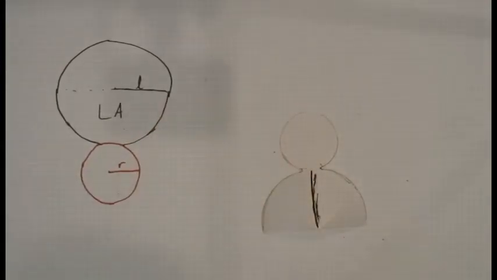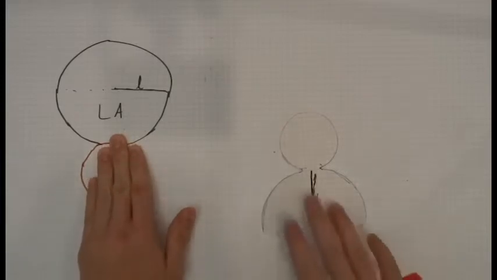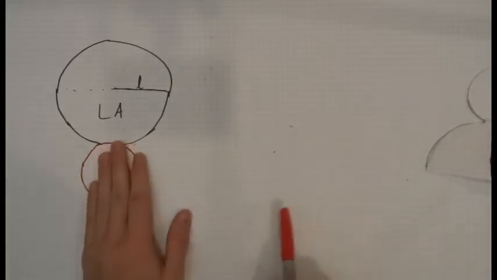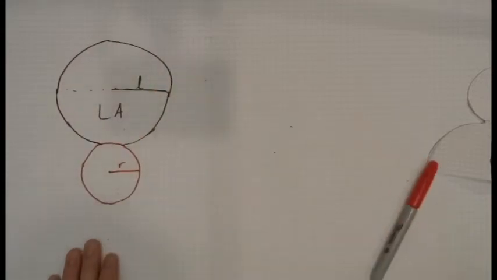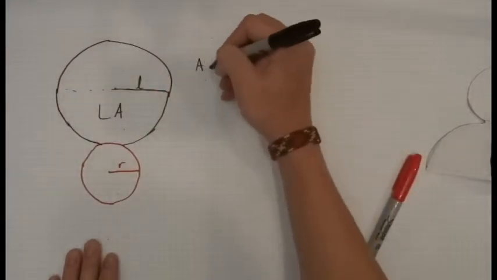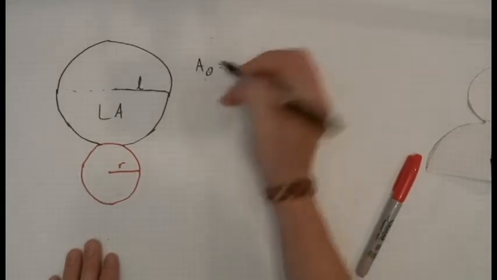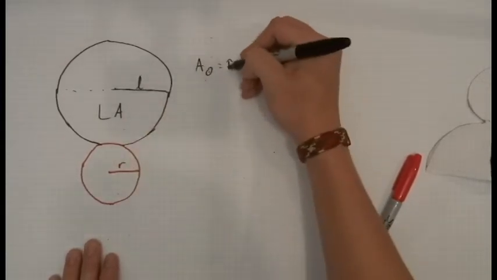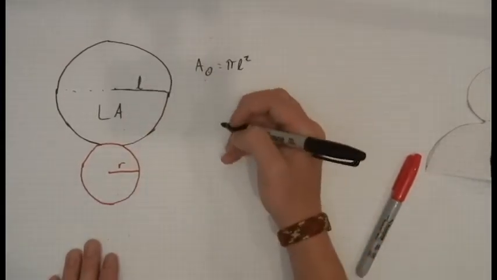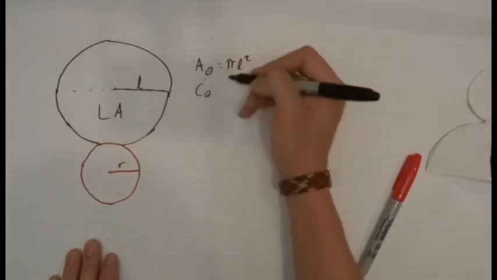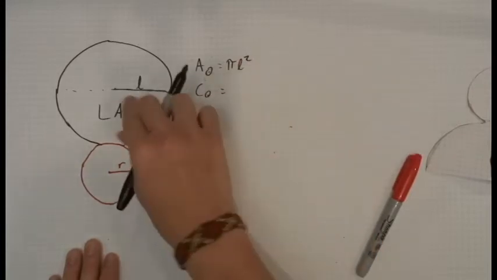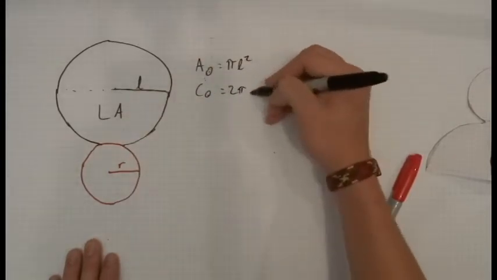And we need to find this lateral area. And to do that, we're going to need a few things first. First, we're going to need the area of this whole circle. The area of this whole circle is pi r squared, but our radius is L. So pi L squared. And the circumference of this whole circle is 2 pi r, but again, our radius is L. So 2 pi L.